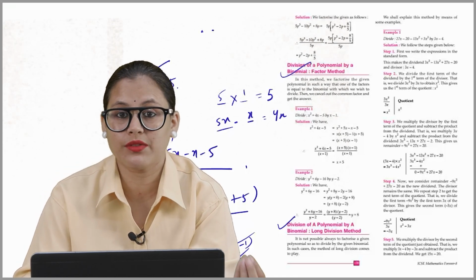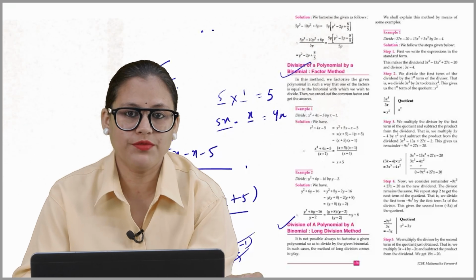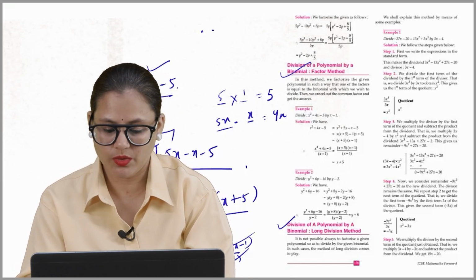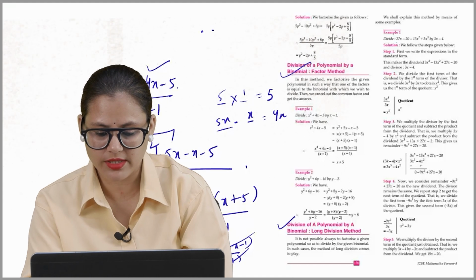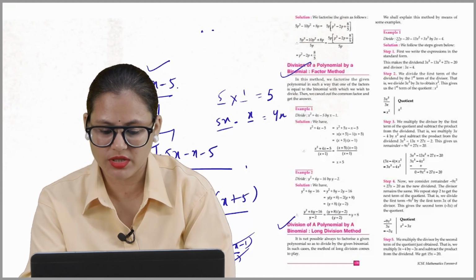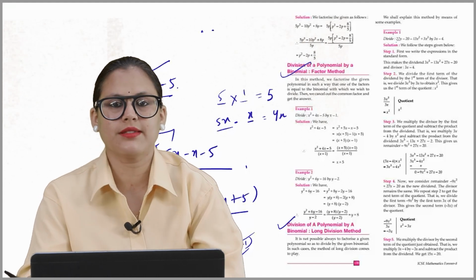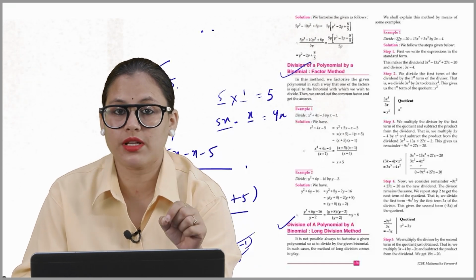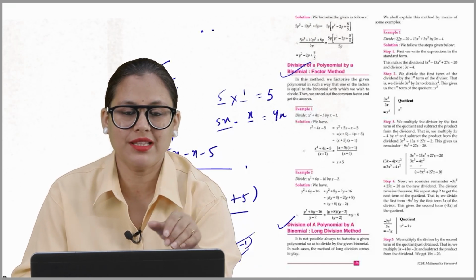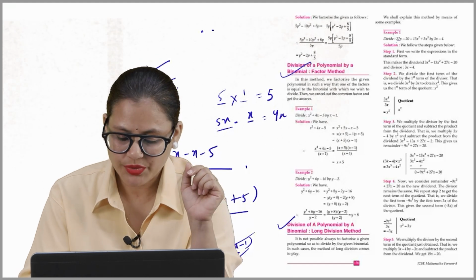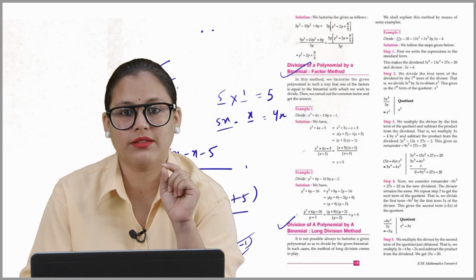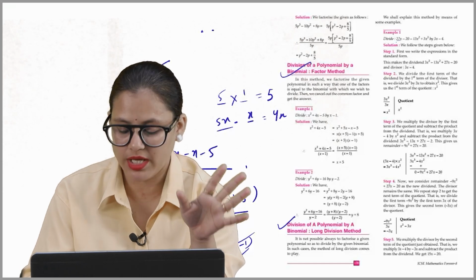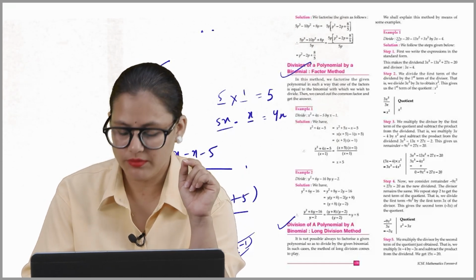So we follow the given steps. Step 1, first we write the expression in standard form. This makes the dividend. This is the dividend and this is the divisor. Now step 2, we divide the first term of the dividend by the first term of the divisor, that is, we divide 3x cube by 3x to obtain x square. This gives us the first term of the quotient. Quotient becomes x square.